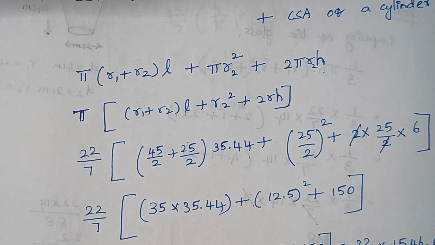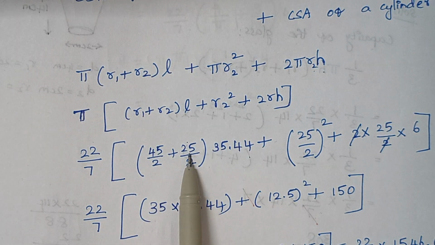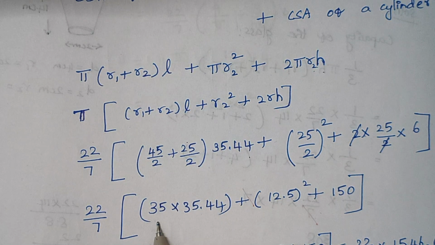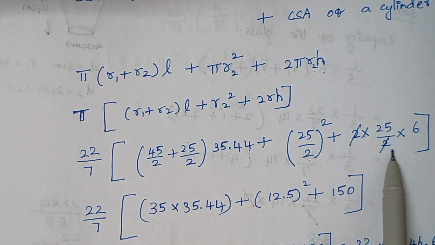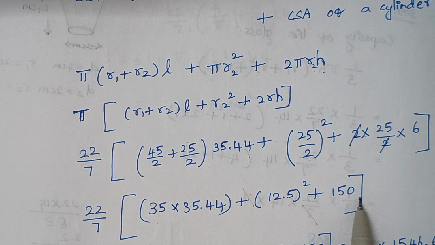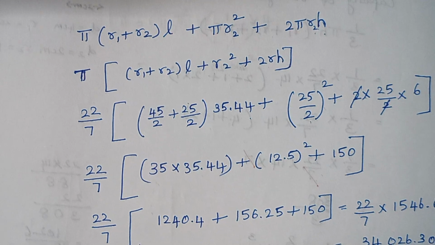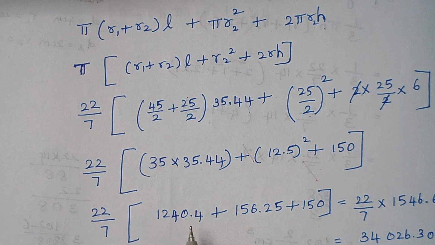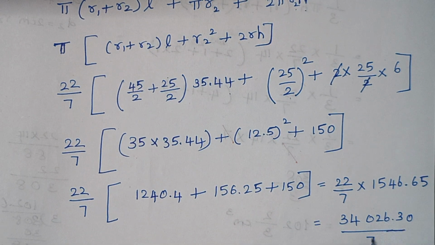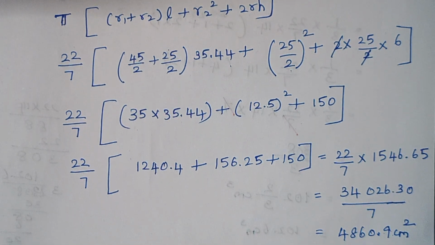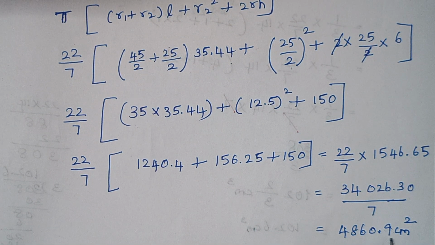As a next step, you see 45 plus 25 divided by 2 gives you 35. That is 45 plus 25 gives you 70, and 70 by 2 gives you 35. And here 25 by 2 is 12.5, and here this 2 and 2 cancel, and finally 25 into 6 gives you 150. Again when you multiply, we get these values. Now again we are multiplying and dividing by 7 here. So finally the answer is 4860.9 centimeter square. This is the area of the metallic sheet used to make a bucket.